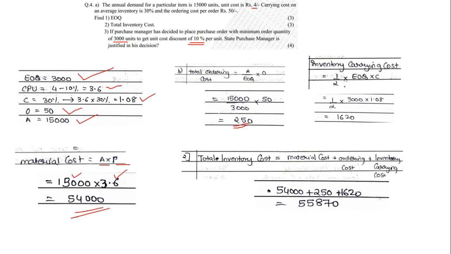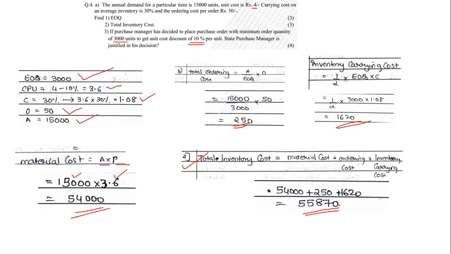Total inventory carrying cost is half into EOQ, which is the new 3000, and C is also new, which is 1.08. So half into 3000 into 1.08, we get the value as 1620. Once we have all the three values, we can apply the final formula. Total inventory cost is material cost plus ordering cost plus inventory carrying cost. 54,000 plus 250 plus 1620. The amount comes to 55,870.